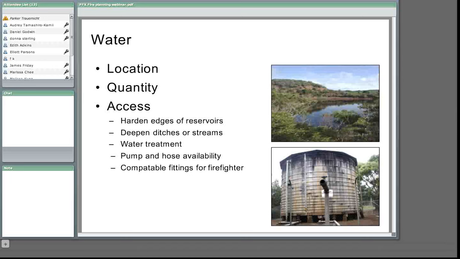Pump and hose availability, and then really important is the fittings on water tanks. So get in touch with your fire responders, your local agencies, to understand what kind of fittings they're using and make sure that you have compatible fittings for your water tanks.